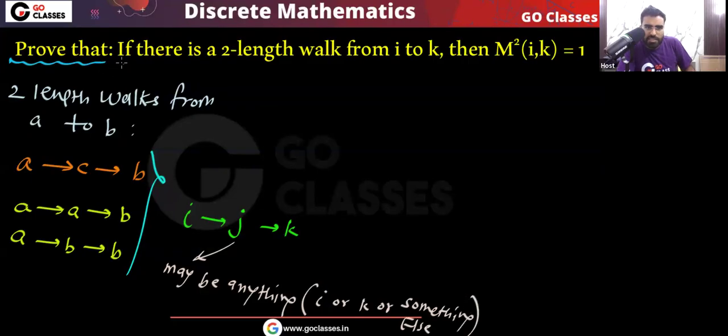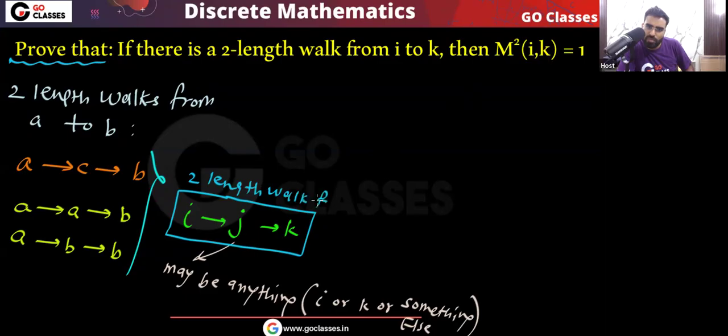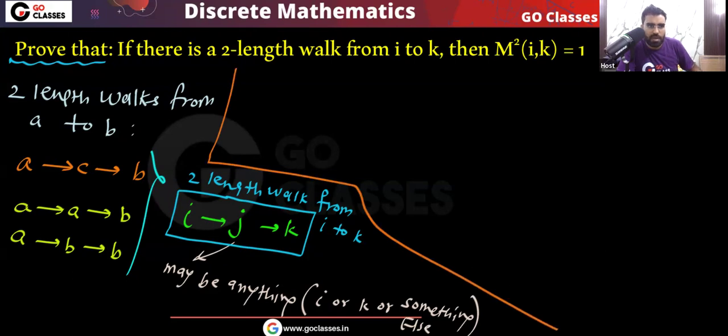Now the statement is saying that if you already have this type of two length walk from I to K, then can you guarantee that the IK entry will be 1 in M power 2? This two length walk is already there. Now let's focus on M power 2.